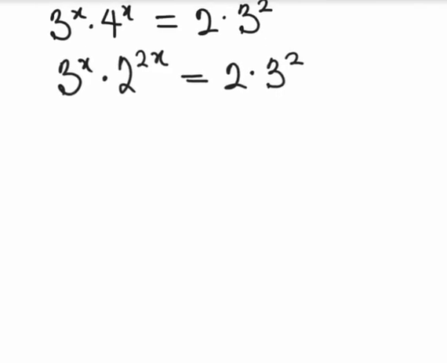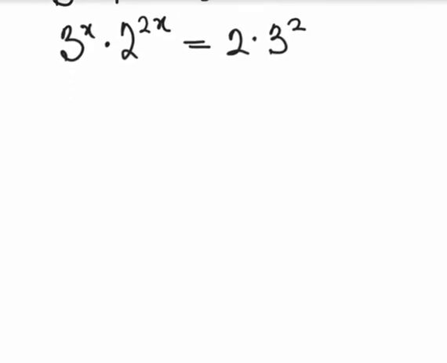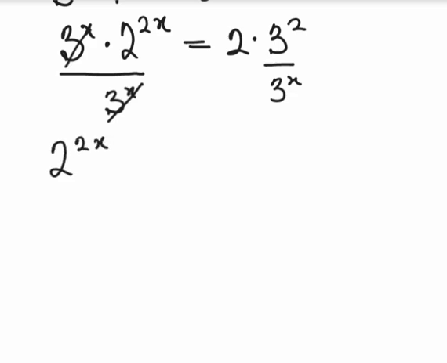So if we do that, we can easily divide both sides by 3 raised to the power of x. Then 3 raised to the power of x here as well can cancel this out. So we shall have 2 raised to the power of 2x now equal to 2 multiplied by 3 raised to the power of 2. And don't forget, when this divides this, the power will be subtracted from the power of the numerator, that is 2 minus x.